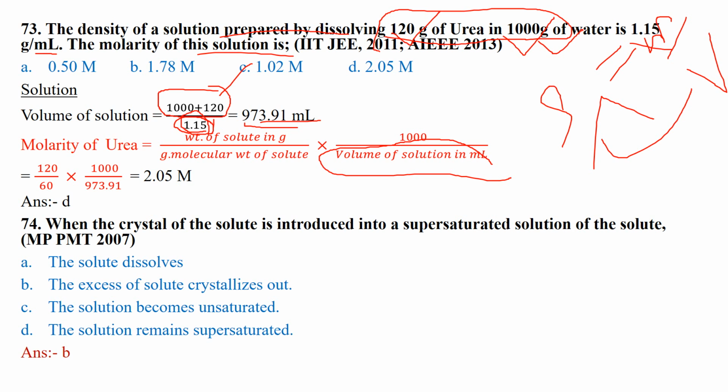Then by using this formula we could easily calculate the molarity of urea. The gram molecular weight of urea is equal to 60. That is, the molecular weight of urea is 60.